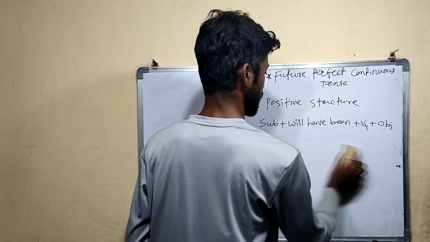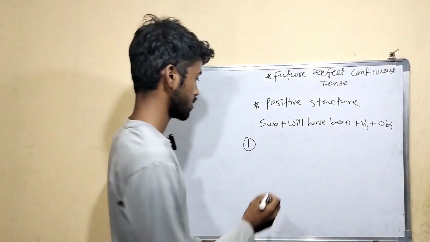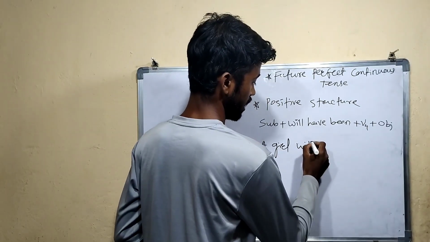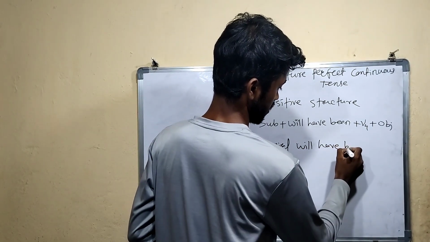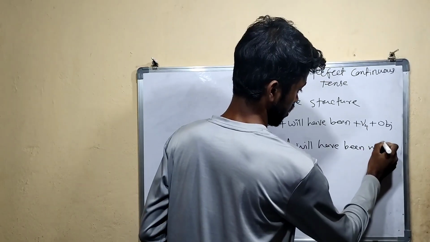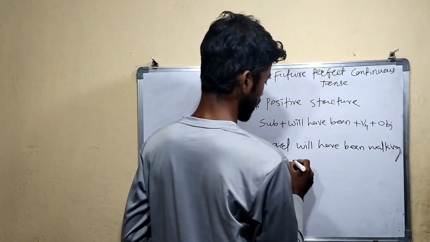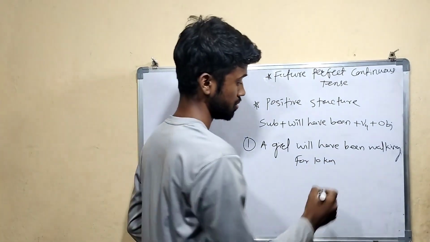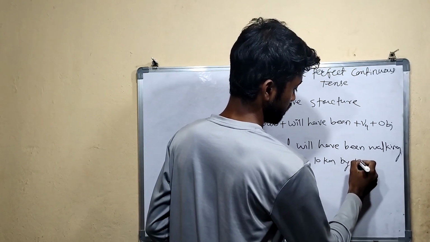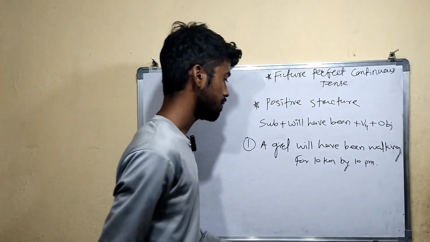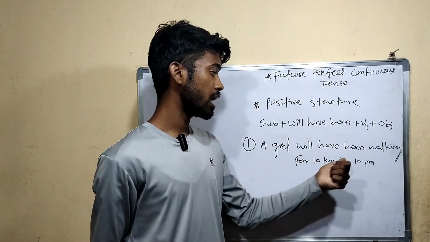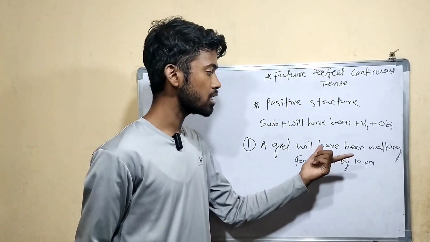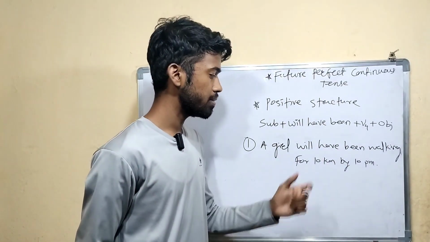Now let's see another example. A girl will have been walking for 10 kilometers by 10 p.m. So here a girl is the subject, will have been are the three helping verbs. After that, the fourth form of verb, and the remaining part is object.